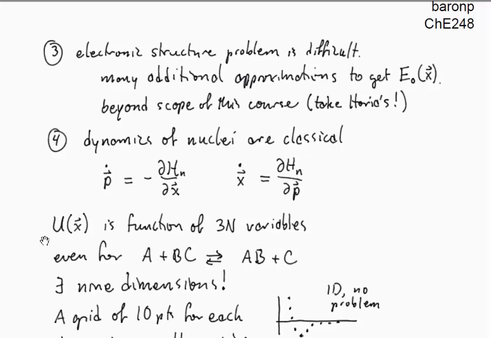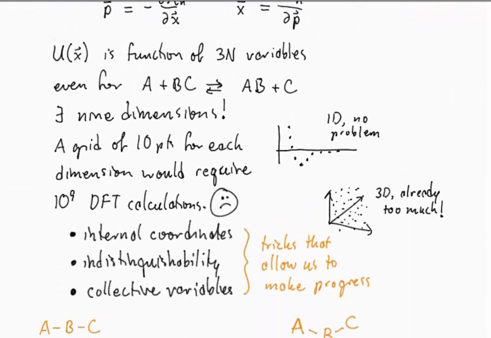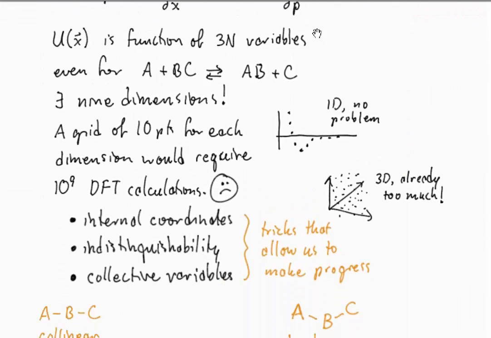Now, the potential that we get out of this, let's go back and look at that. So we take that electronic problem, we add to it the nucleus-nucleus repulsion, and that becomes this Born-Oppenheimer potential. So that potential is the one that we'll talk about in most of this course. It is a function of 3N variables, an incredibly complicated object itself, even though we've made several approximations. And even if you look, for example, at the reaction A plus BC going to AB plus C, this is a simple atom exchange reaction. Already you're dealing with 9 dimensions.